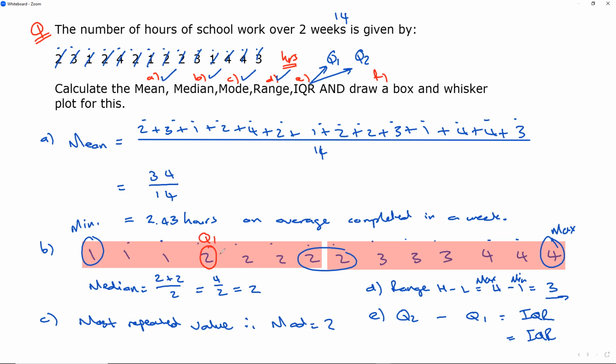I'm going to call it Q1 because that's 25% of the data. Remember, Q2 is actually the median, so let's call the other one Q3, the upper quartile, the third quartile. On this side, I can see that would be 3, and that would be Q3. That's 25% of the data there, and 25% of the data there. So Q3 is 3 and Q1 is 2, so my interquartile range is 1.